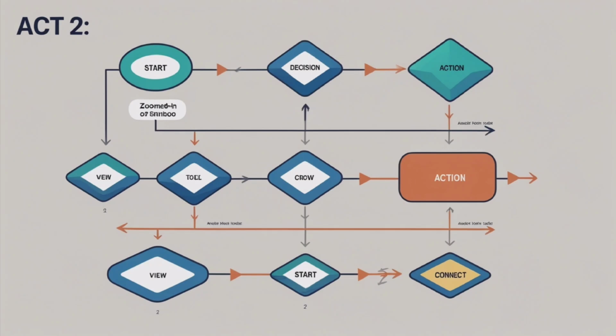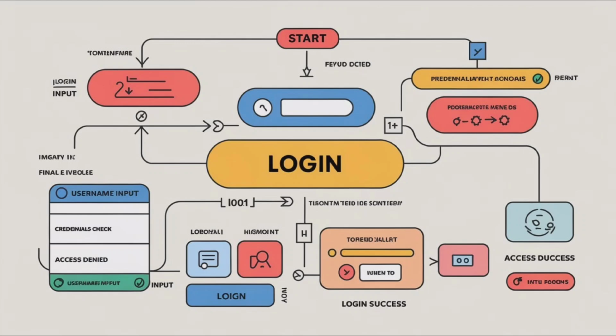Quick pattern interrupt. But wait, does anyone else get confused by all these arrows? Like, what's the difference between flow arrows and decision arrows? I totally get it. It's like trying to follow a map with all those twisty roads, but don't worry, we'll clear it up in a sec.